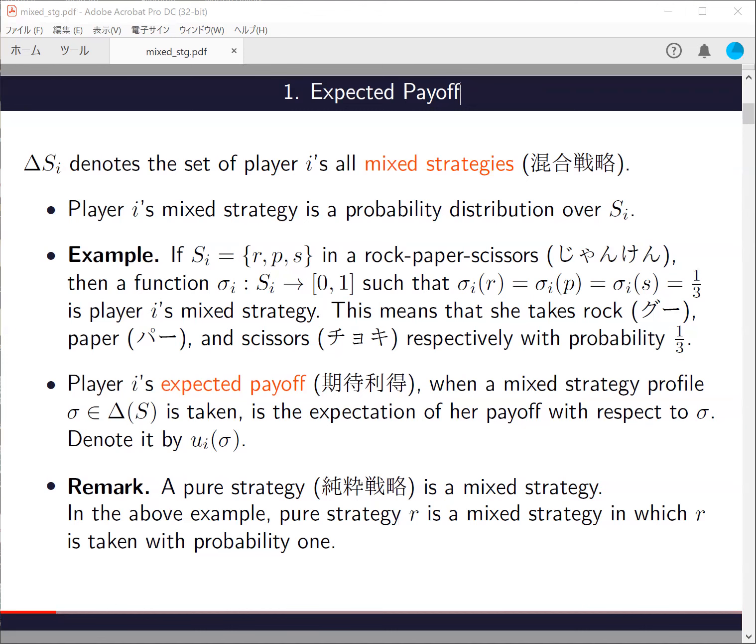The payoff for player I is described as the expected payoff when mixed strategy is played. And it is the expected value of her payoff where the expectation is taken over the distribution of mixed strategies. We will go through examples, and so you do not need to worry if you don't see what they mean for now. But one thing to keep in mind here is that a pure strategy is also a mixed strategy. And so the mixed strategies include pure strategies where a certain strategy is taken with the probability 1.